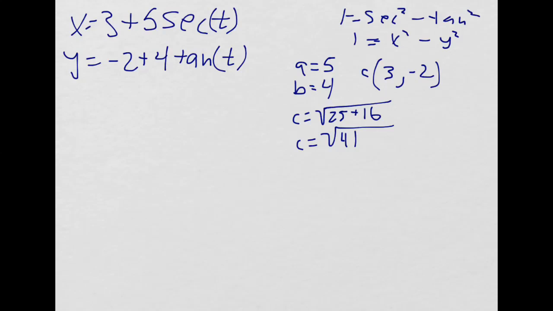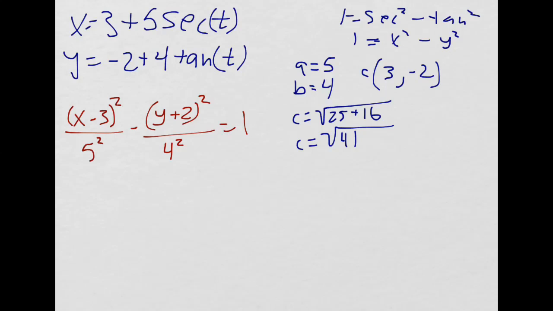So let's go ahead and write this equation in rectangular form now. Remember we said it's opening horizontally, so we're going to get x minus 3 quantity squared over 5 squared minus y plus 2 quantity squared over b squared equals 1. Let's see what else they want to know.